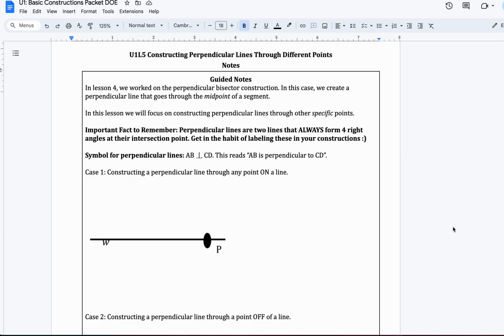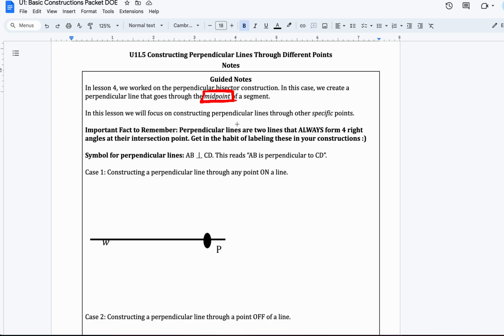We're going to be constructing perpendicular lines through some different points. We've already worked with the perpendicular bisector construction. In that case, we're creating a perpendicular line that goes through the midpoint of a segment. We've already dealt with a construction like this, but we were specific in the point that we were going through. From what we know already, we only know how to construct it through the midpoint. So we're going to be constructing through different points now.